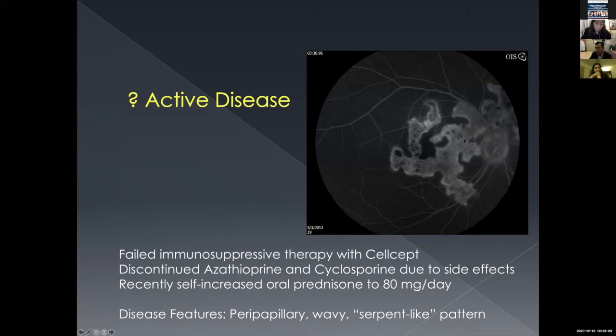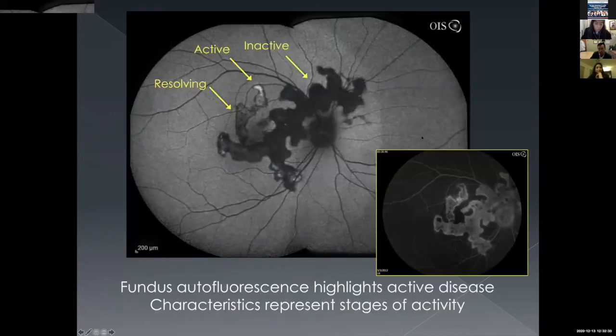They have a wavy or serpent-like pattern, again, emanating around the optic nerve. And what's notable is that when you look at his autofluorescence, it's quite clear that he has these areas of the disease in various phases. Again, fundus autofluorescence highlights these areas of disease activity. You can see the areas that were inactive, and you can see these areas that are starting to resolve.